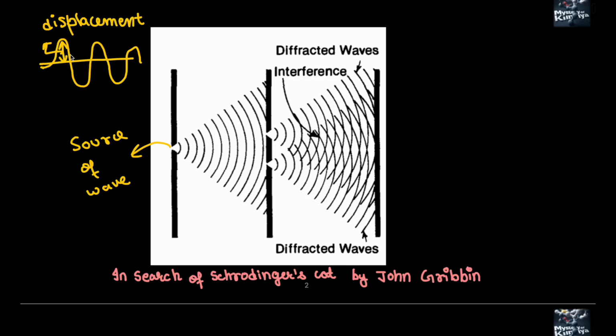So the more the displacement, the more the intensity of the wave, right? So we can just write that intensity, which means how many waves arrive at a particular point. So intensity would be directly proportional to displacement square.